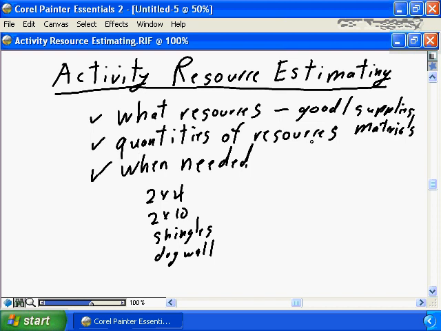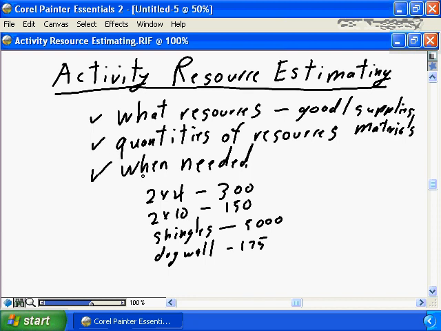The quantities of resources, we can go to our blueprint, we can read our blueprint, and we can determine that we need 300 2x4s. We can read the blueprint, and we can determine that we need 150 2x10s. We can look at the blueprint and determine we need 5,000 shingles. We can look at the blueprint and determine that we need 175 sheets of drywall. So we're determining the quantities of the resources required.